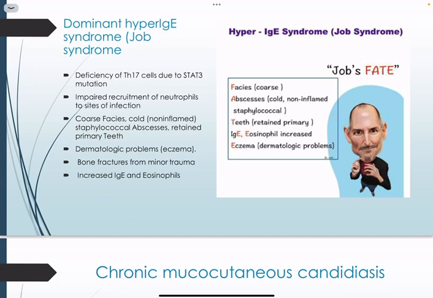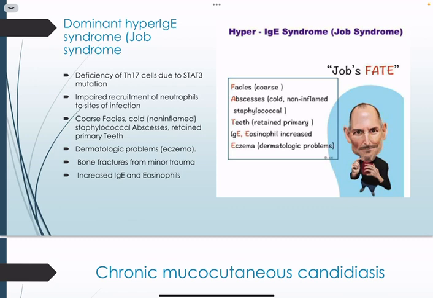So remember hyper IgE syndrome or Job syndrome. Remember Job's FATE, the acronym FATE. F stands for faces, we've got coarse facial features. A, cold, non-inflamed abscesses. Why are there cold abscesses? Do we know why? Excellent, and there's no neutrophil formation. Right. Retained primary teeth, T stands for teeth, and E stands for elevated levels of IgE and eosinophils, and eczema as the dermatological manifestation of hyper IgE syndrome.